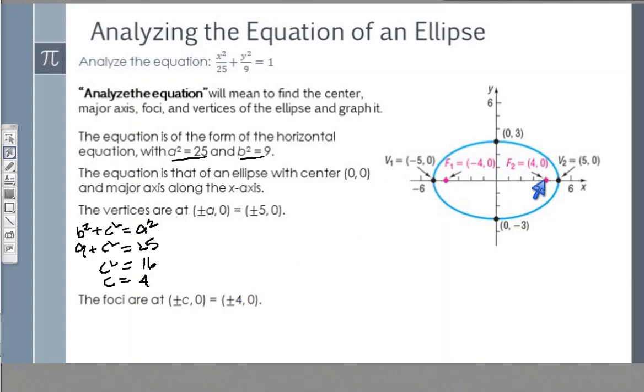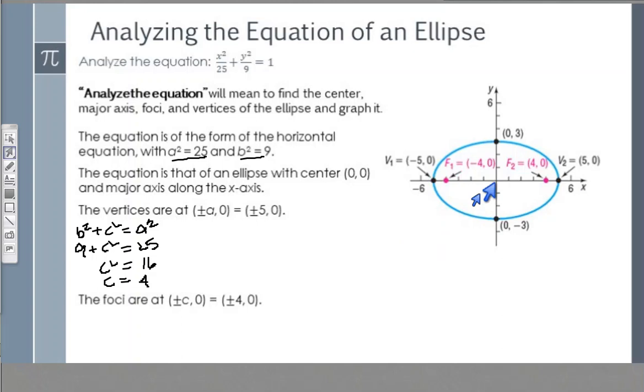We know that our a values are negative 5 and positive 5 right here. And then when we get the square root of 9, we know that our vertices on the y-axis are 3 and negative 3. And so that gives us all the points we need to graph it. And also we know the origin is 0.